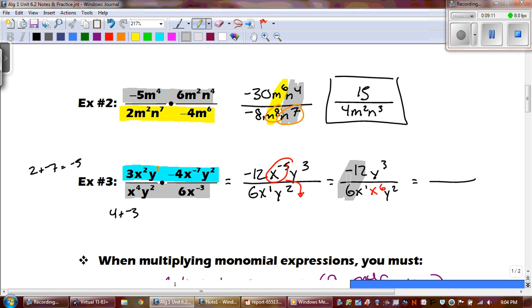Okay, negative 12 divided by 6 gives us negative 2. On the bottom, there are 6 x's. Sorry, for some reason I wrote the wrong number there. That should have been x to the 5th. But x to the 1 times x to the 5th gives us x to the 6th. And then when we're looking at the y's, the top wins, and the top wins by 1. So negative 2y over x to the 6th power is our final answer. Okay?